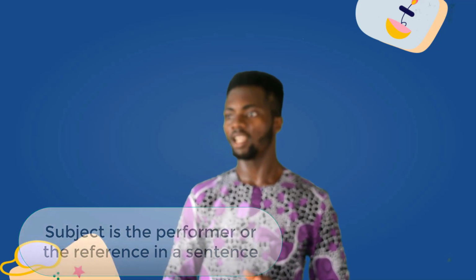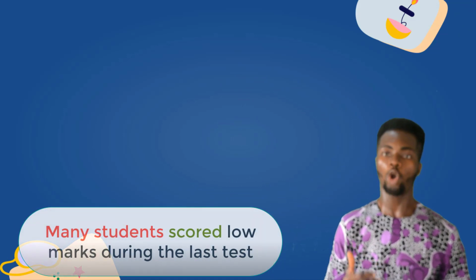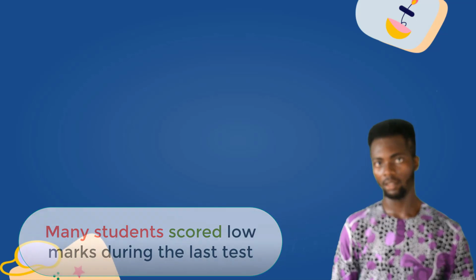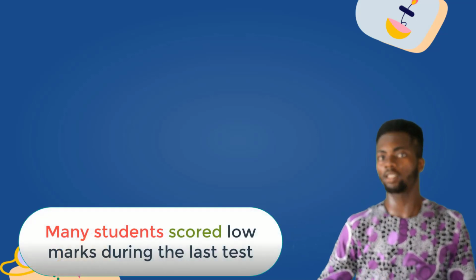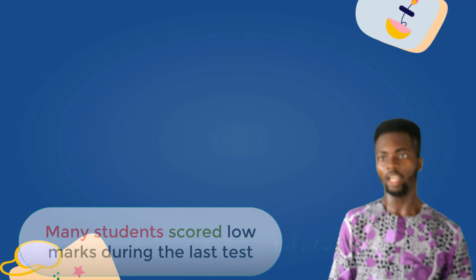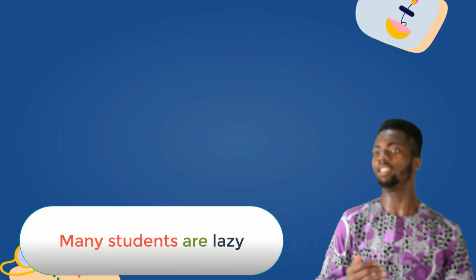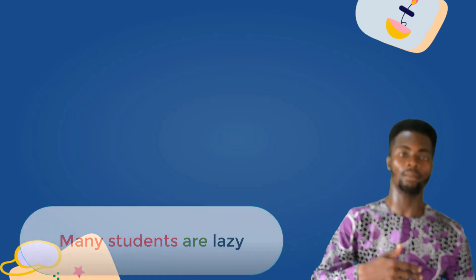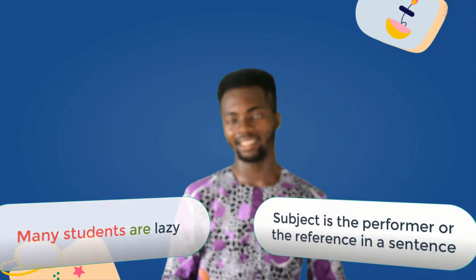So if we have a sentence such as this: many students scored low marks during the last test. Many students are lazy. For the first sentence, many students scored low marks. Many students, they performed an action, scored. In the second sentence, many students are lazy. They have not performed any action, but they are still the subject, because you are referring to them. So the subject is the performer of the action or the reference in a sentence.